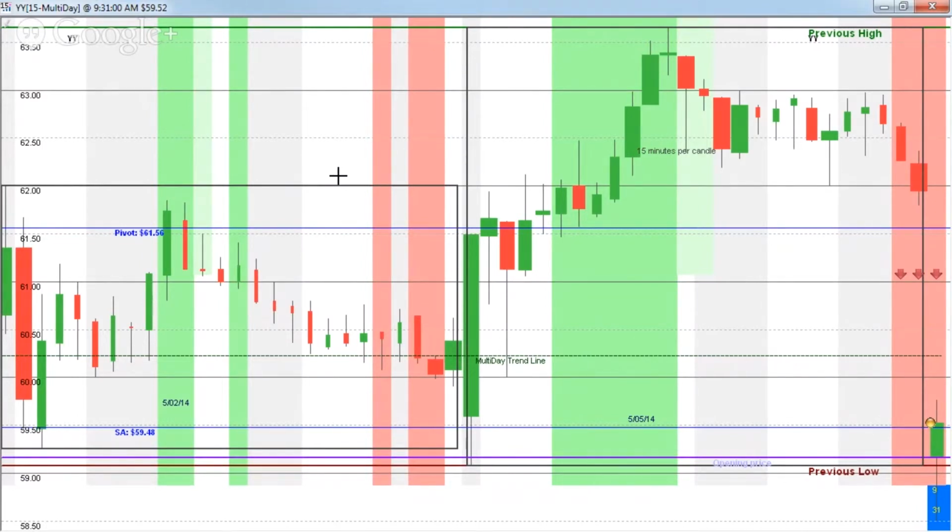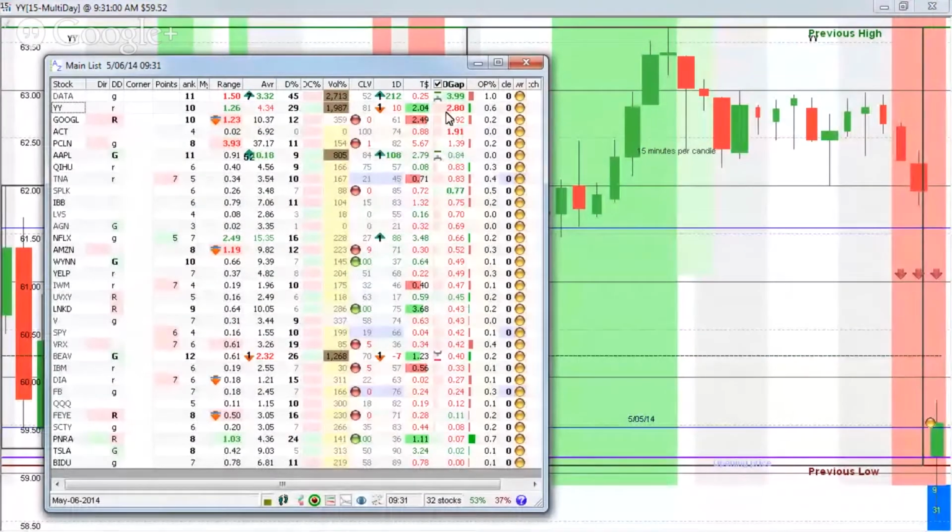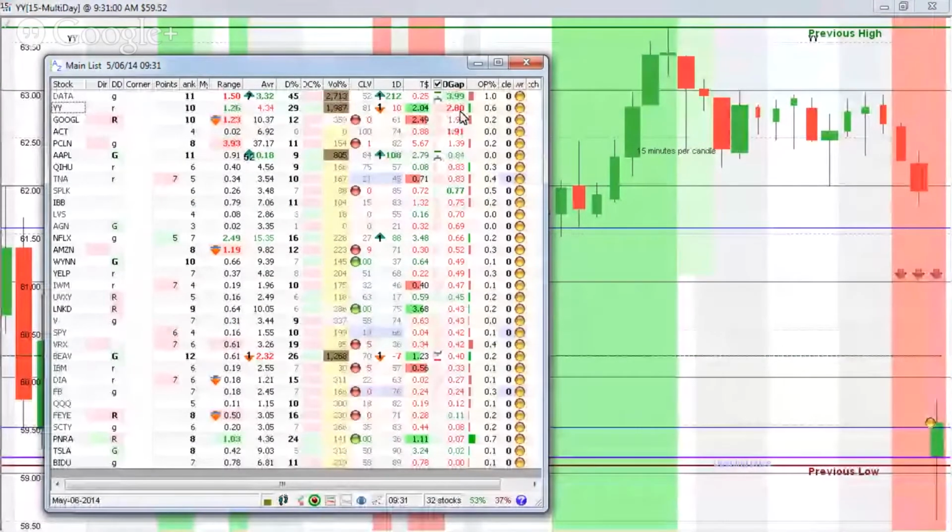Cool. I'll just give you a couple more pieces here. The ones I've been showing are outside gaps. That means it opened outside of yesterday's range. Here, YY, this one stock, it is an inside gap where it opened down here near yesterday's low. And if you get really good with gaps, you can start to see those too, because it's right there on the list as well. Well, where's YY? It had a $2.80 gap.